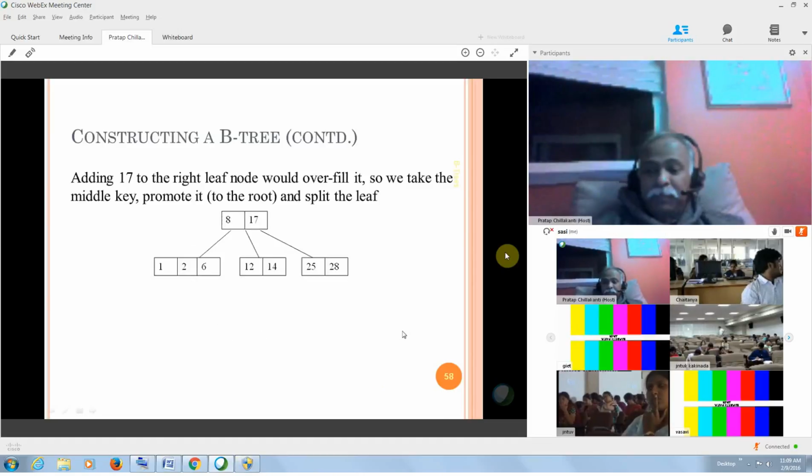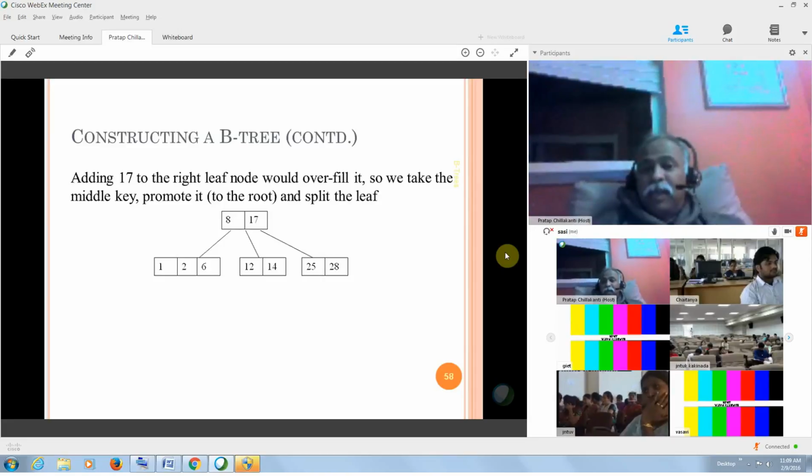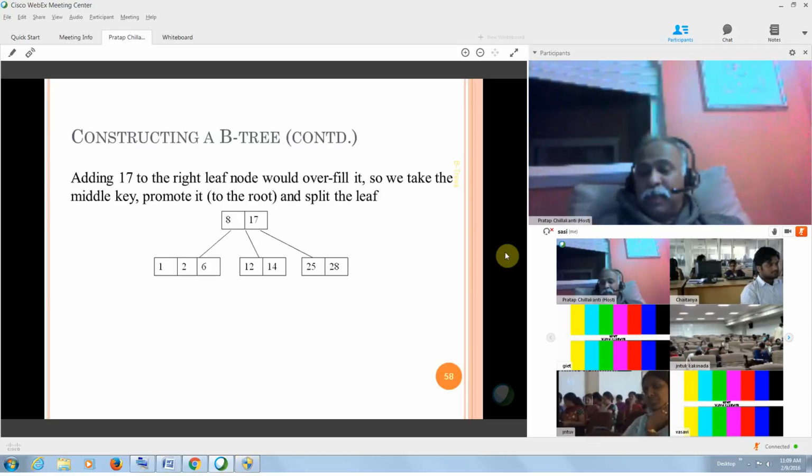Okay? Now you are adding 17. Okay? So when you are adding 17, the leaf node is getting overfilled. So again apply the same principle. What is the principle? In that 5 order, take the middle one, bump it up. So when you bump it up, where are you bumping it up? You're bumping it up to the root node with 8. And there is room there because it can go up to 4, remember? So you put 17 there and then make a left subtree, right subtree coming out of 17.